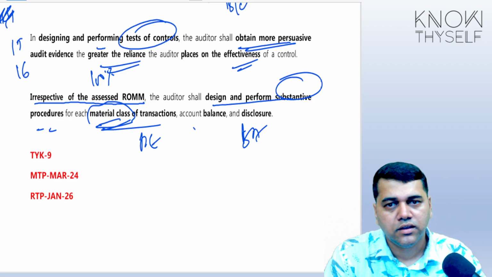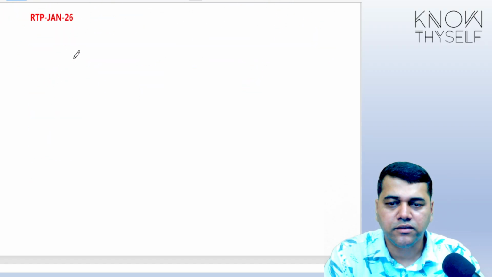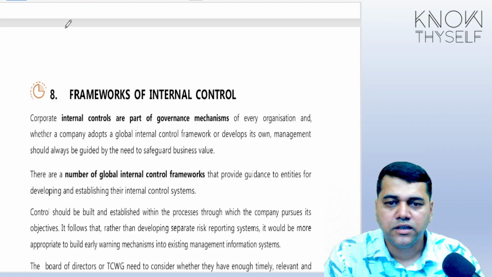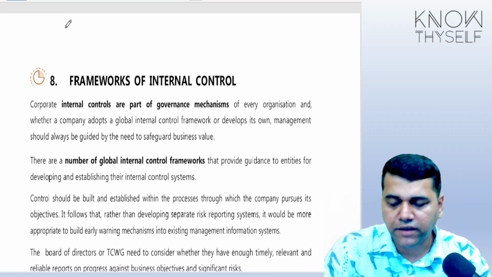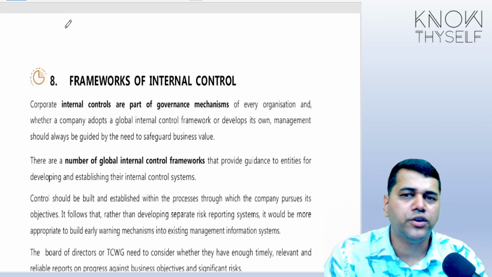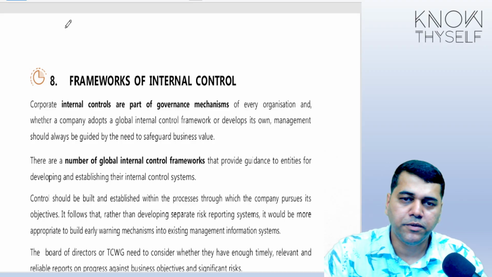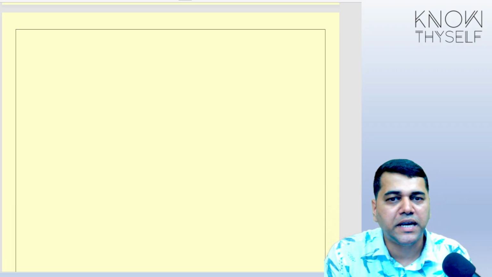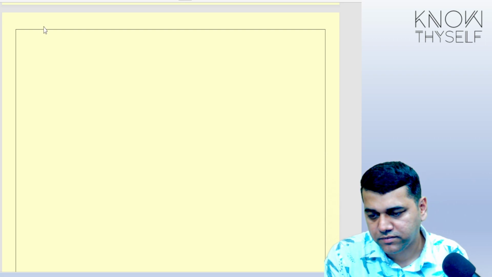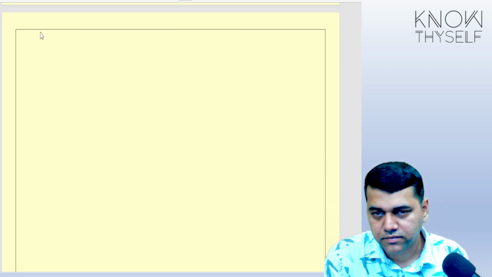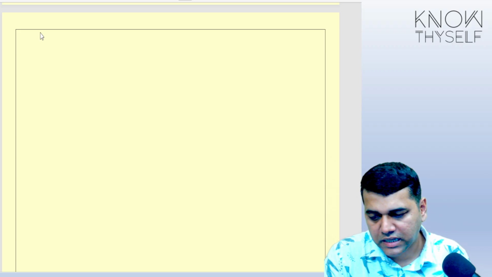Yes, students. So the last element here, okay, we are done with it, is your framework for internal control. We don't have any questions on this. Yeah, but anyhow, you can just quickly go through. But before that, we will start making the mind map for that last concept. Last 2 concepts are left. We'll just do the mind map.